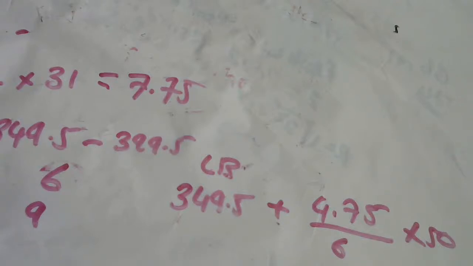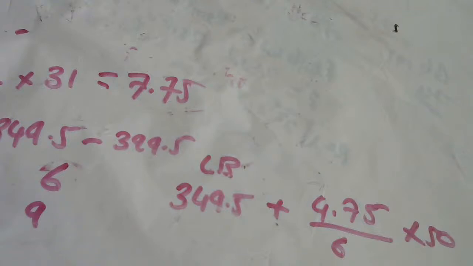Now, 389, brilliant. So what does that say after the times? 50. Okay. Why? Because your class width from 349.5 to 399.5 is 50. Basically, it's your top end value, your upper bound, minus your lower bound in the group. So 50.